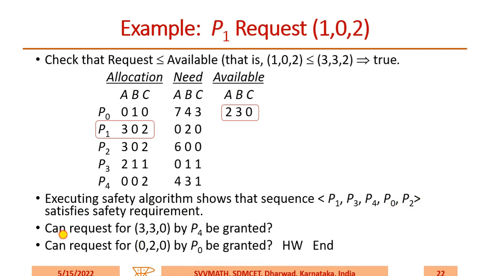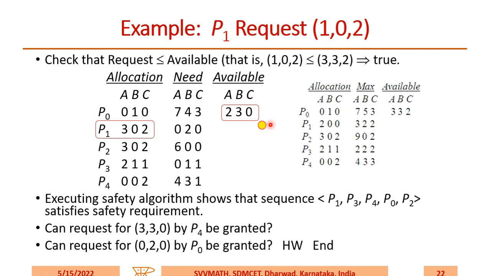So again, say there is a request for 3, 3, 0 by P4, can it be granted or not? Just check on that. Can a request for 0, 2, 0 by P0 be granted? Don't say 0, 2, 0 are available, sir, I can do it. No. How to do it? Think that you have allocated. Make changes in allocated, need and available. Find the safe sequence. If a safe sequence is available, then you can allocate. Otherwise, don't allocate.